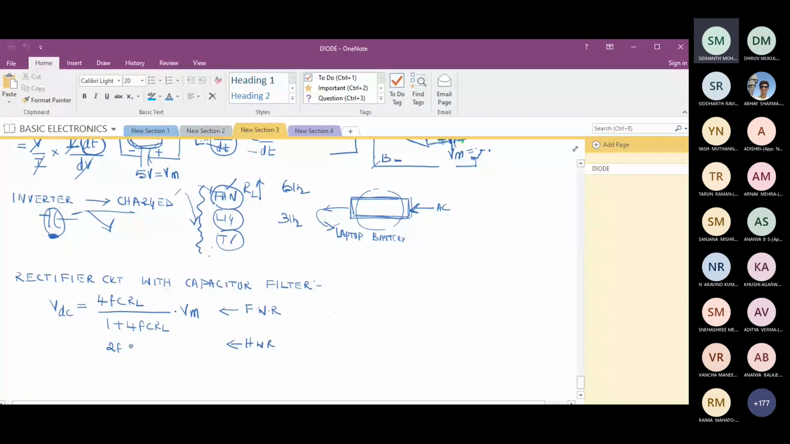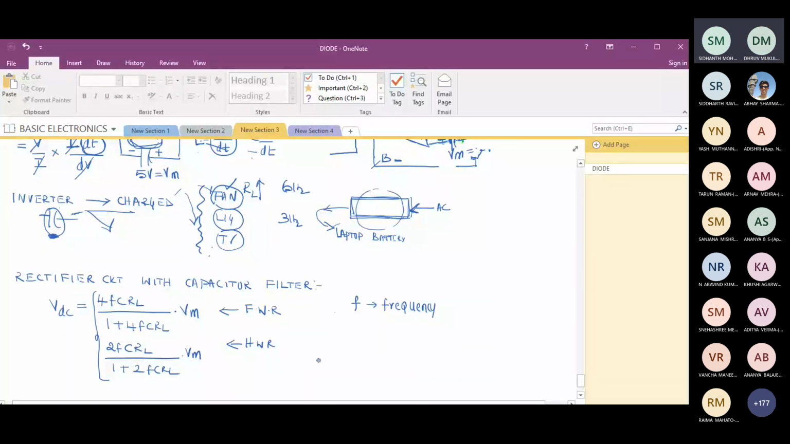I was trying to write the expression 2FCRL by 1 plus 2FCRL into VM. So in case of the full wave rectifier, you find it is 4FCRL by 1 plus 4FCRL into VM, the VDC value. In case of the half wave rectifier, I'll write it like this: 2FCRL by 1 plus 2FCRL. In this, F is the frequency of the signal, whatever sinusoidal signal we are applying, what we get from the electricity board.